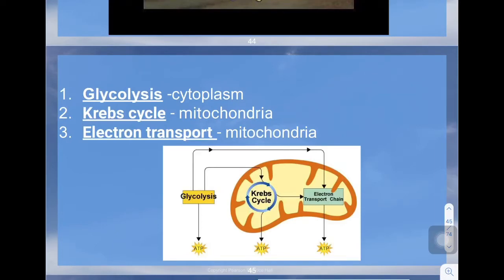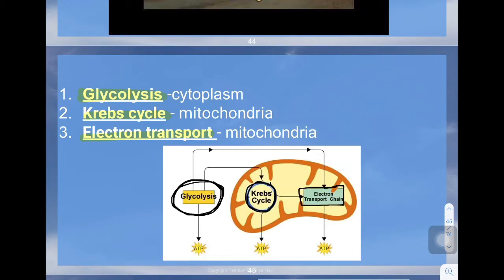The first stage of cellular respiration is called glycolysis, and that occurs right here in the cytoplasm of the cell. So that's stage number 1. So before we even enter the mitochondria, glycolysis, the first part of cellular respiration, is occurring. Then stage number 2 is called the Krebs cycle, which occurs right here. You can tell it looks like a cycle with the arrows. And then stage number 3 is the electron transport chain, which also occurs inside the mitochondria right over here.